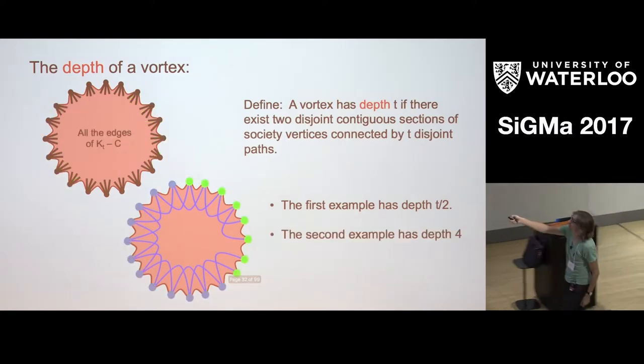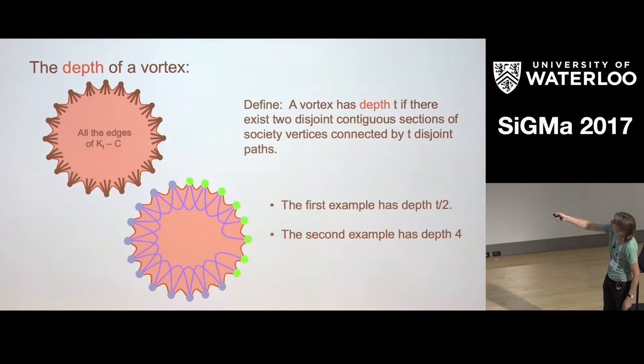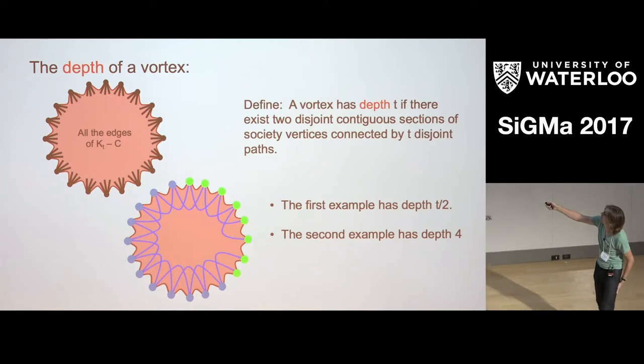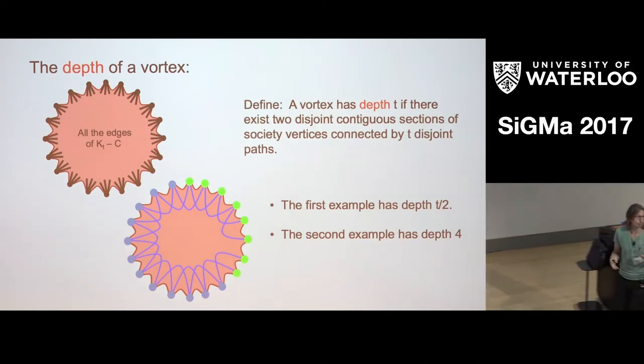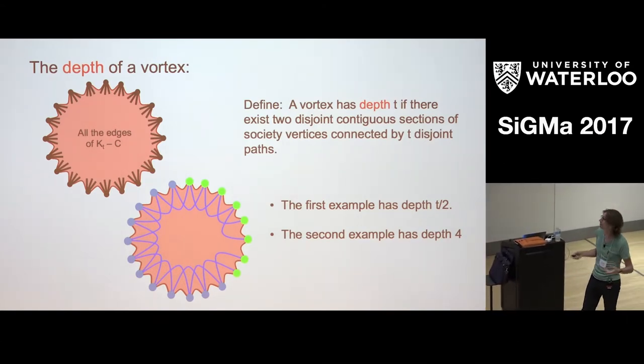What about this bottom example? Well, now, if you look at it for a second, no matter which two contiguous sections of vertices I choose here, I'm always going to have at most 4 paths that go from the blue vertices to the green vertices. I'll have 2 crossing edges up top and 2 crossing edges on the bottom. 1, 2. All right? So the depth of the bottom one was 4, and the depth of the top one was 5.